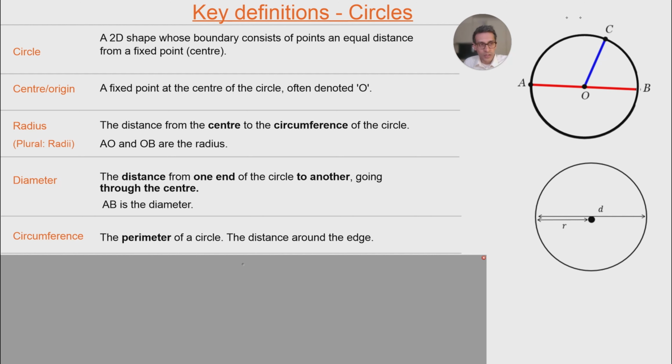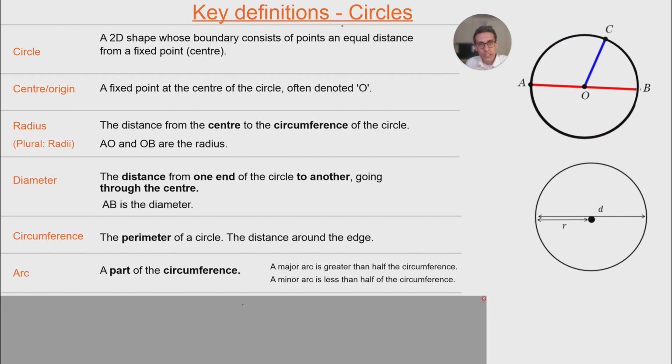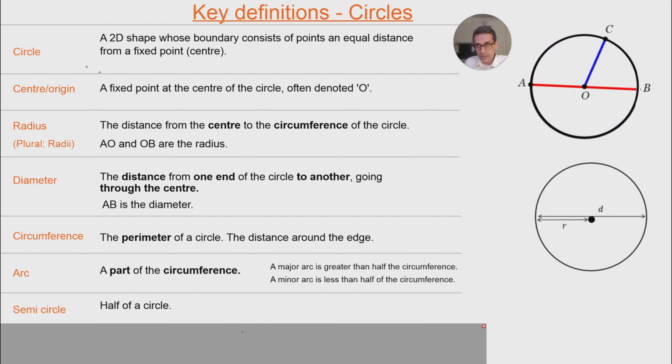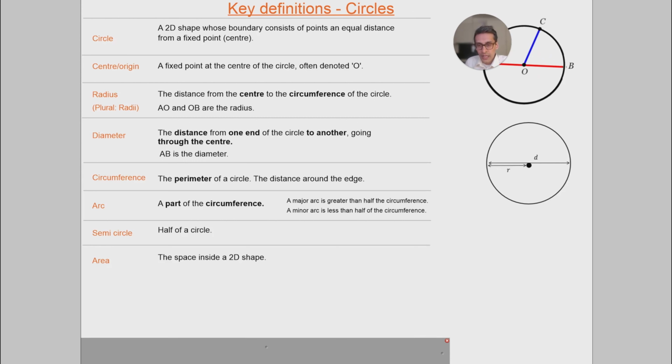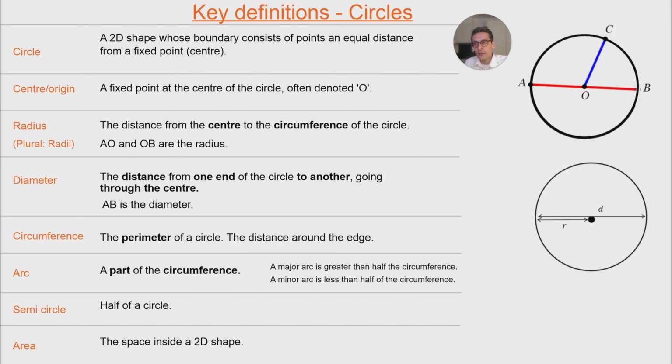The circumference is the perimeter, or the distance of the outside around the circle. So in this case, it would be the length of this line there. An arc is just, for example, shown here, AC is an arc, CB is an arc, AB is also an arc. A semicircle is half a circle, and then we've got area. The general definition of area, which doesn't just apply to circles but all shapes, is the space inside a 2D shape.